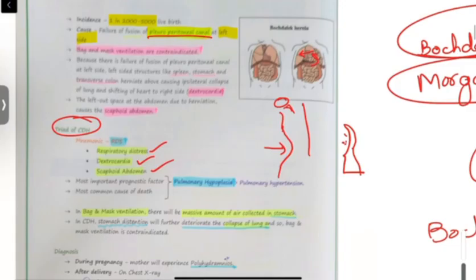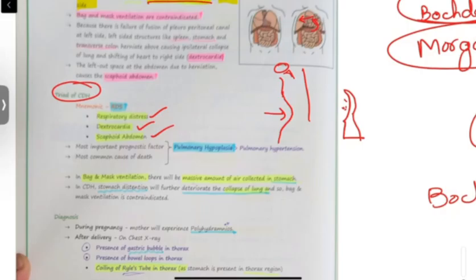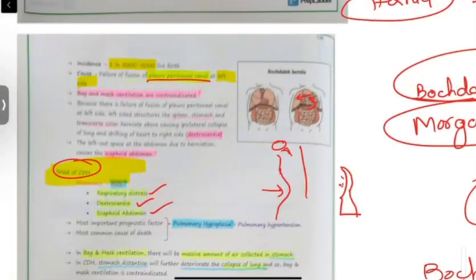If you see a baby in respiratory distress, and if you get a chest x-ray done, and if you see dextrocardia, and if there is scaphoid abdomen, then this is diagnostic of congenital diaphragmatic hernia. Other than that, bag and mask ventilation is contraindicated.